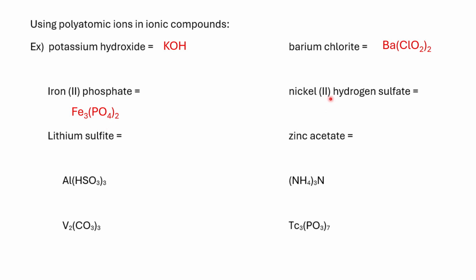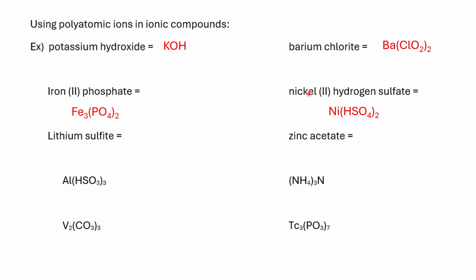All right, nickel 2 hydrogen sulfate. Be a little careful with this one. It looks like this is 2 things, hydrogen sulfate. That's actually on your list. That's a polyatomic ion. And nickel is +2, and hydrogen sulfate is -1. So you're going to need 2 hydrogen sulfates.